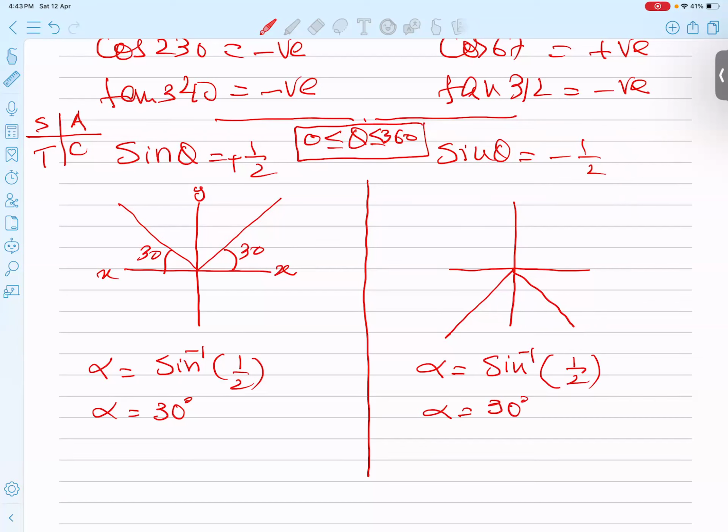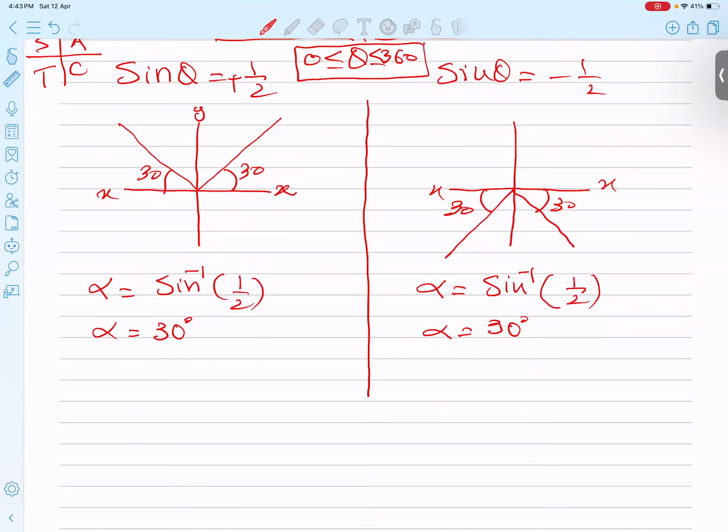You will not use the y-axis, not at all. You will use the x-axis and the line. So 30 here, 30 here. Now, the next two steps and the question is going to finish. Now, students, this theta you will bring back.